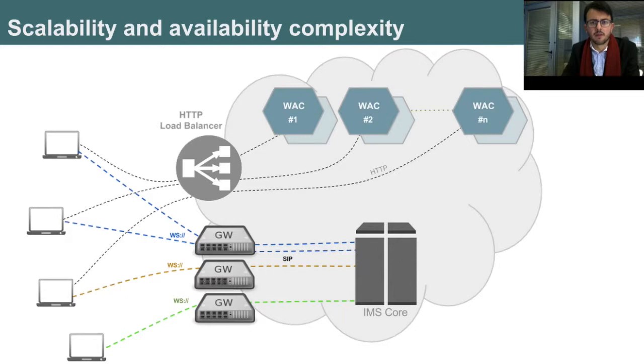The fourth point is manage the scalability and availability. Here the problem starts when we are managing more than probably 100 or 1,000 concurrent calls. The idea is we need some elements to manage or to balance the HTTP requests. Here we are using a third-party HTTP load balancer. And also the WAC provides some elements to balance the access to the gateways.